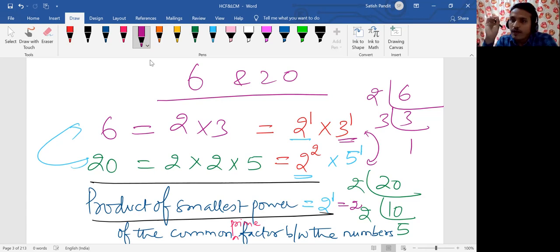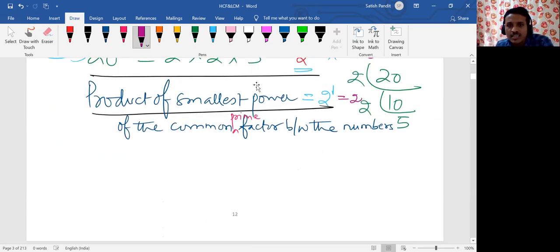You understand? To find HCF, we have to multiply the common factors, and we have to see the lowest power of the common factor between the two numbers. Obviously, these will all be prime numbers. So yes. Now see what is LCM then.